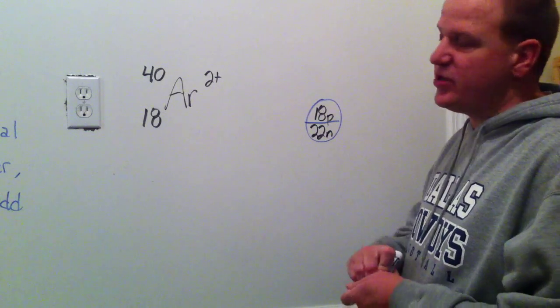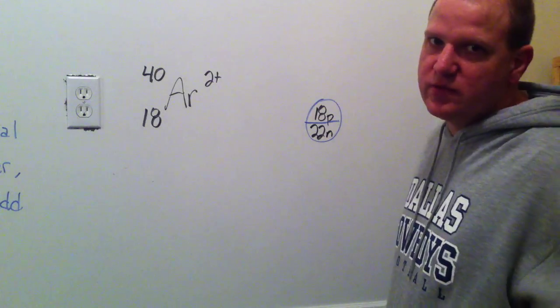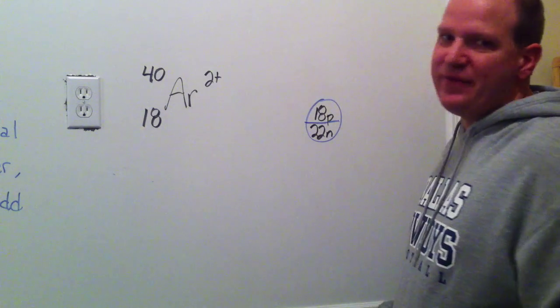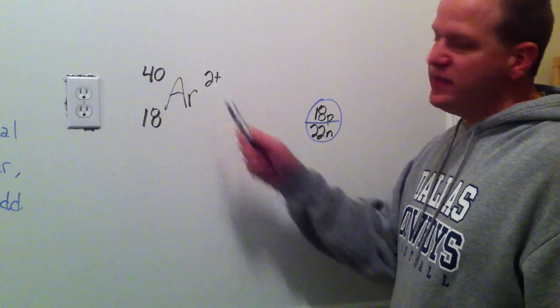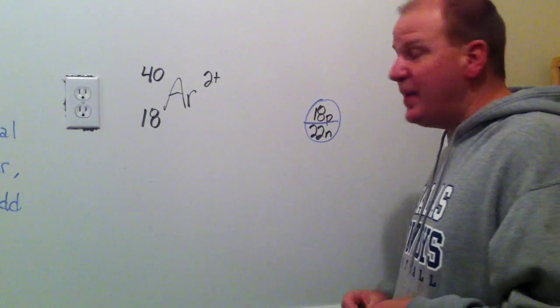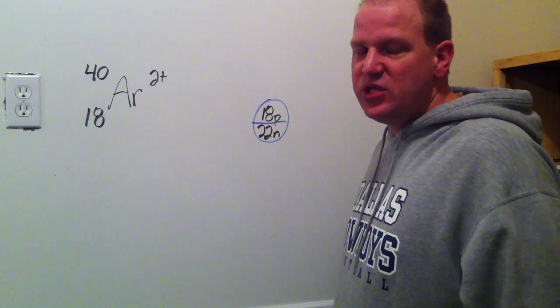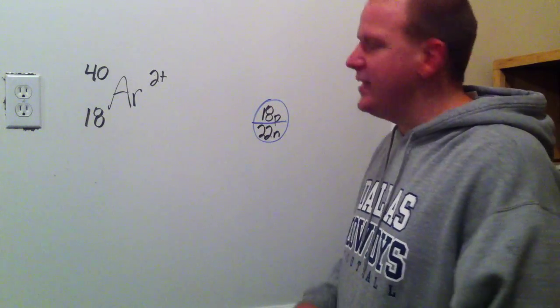Now I go on to my electrons. Now remember, electrons are equal to protons. So I've got 18 protons, therefore I have 18 electrons. But I've got to take my charge into account. This is a 2 positive charge. That means I've got to take away 2 electrons. So 18 minus 2 gives me 16 electrons.